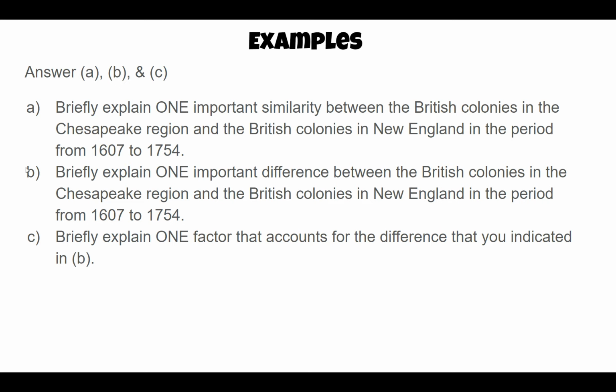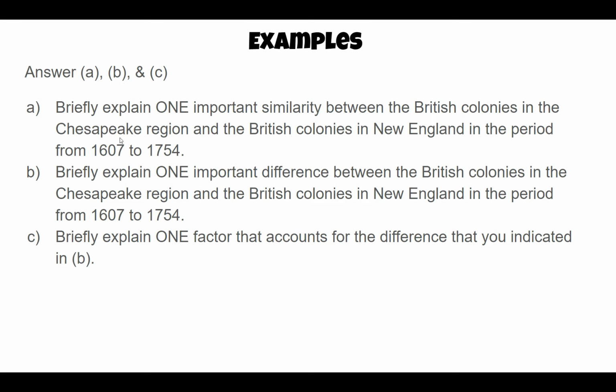If you look at part B, it says briefly explain one important difference between the British colonies in the Chesapeake region and the British colonies in New England in the period from 1607 to 1754. So what's the difference? You're still explaining only one, but this time you're explaining the difference between them. That's important. And again, you're going to apply the ACE method for A, for B, and for C.